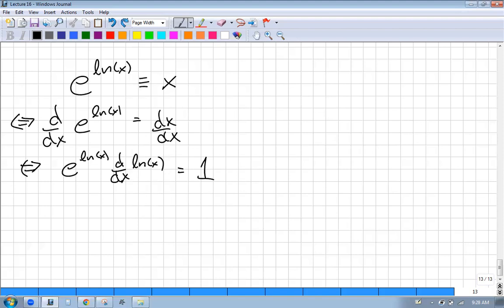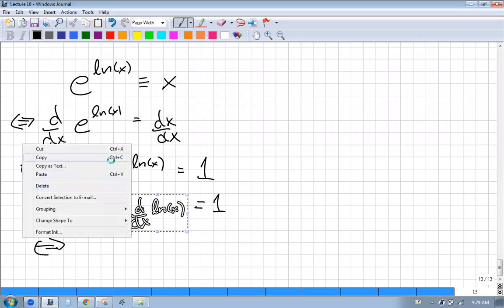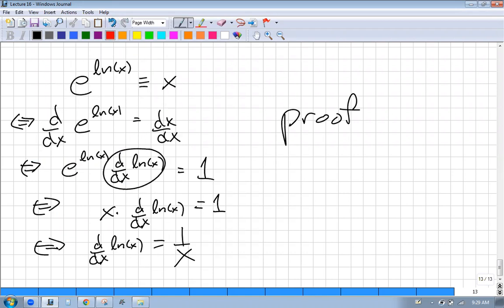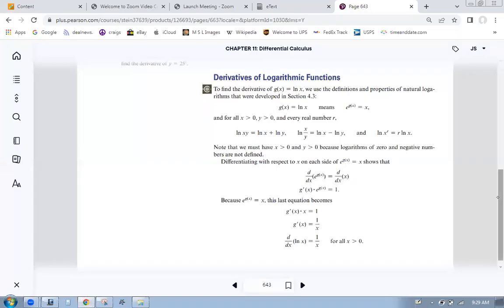Therefore, if we're solving for this, e to the natural log is just x. So we have the derivative of the natural log, divide both sides by x, 1 over x. There's your proof. It's not too bad. We just start off with the definition of logs, that they are the inverses of exponentials, and then you take the derivative of both sides, and that gives us that guy, which is what we want to solve for. That's just 1 divided by x. That's your proof. Just so you believe me.